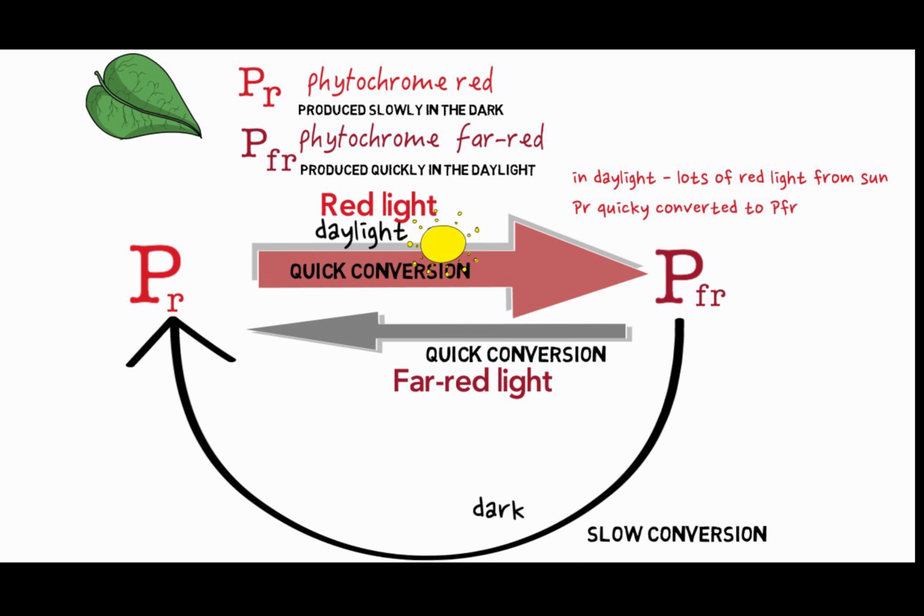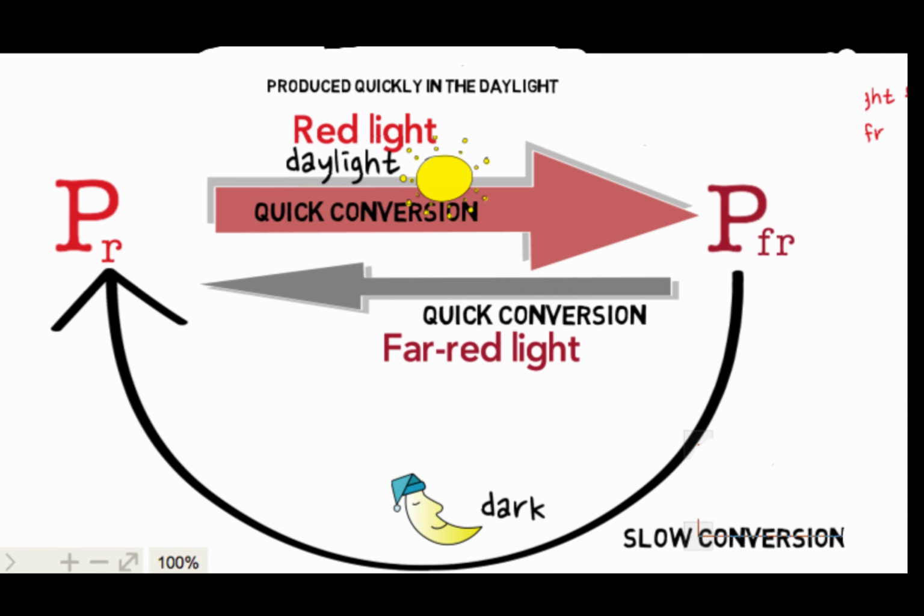In long nights, lots of PFR is converted to PR. Long day plants flower when the day length reaches a critical period. This allows PFR to build up to a critical level, stimulating the release of flowering hormone. Short day plants require a long period of darkness, allowing PFR to fall below a critical level to flower.